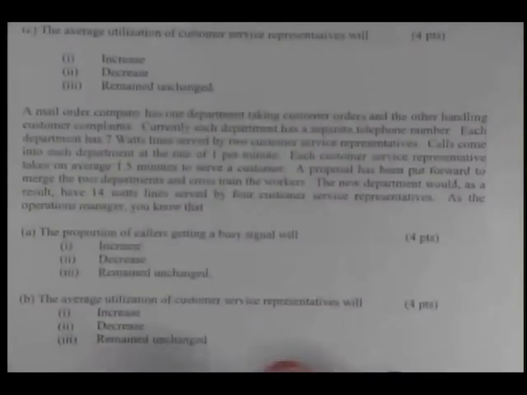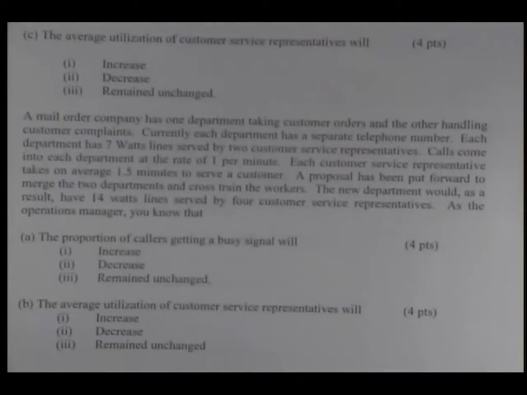Okay, so the next one is a mail order company has one department taking customer orders and the other handling customer complaints. So currently each department has a separate telephone number and each has 7 Watts lines served by 2 customer service representatives. Calls come in at the rate of 1 per minute, and each customer service rep takes on average a minute and a half to serve a customer. A proposal has been put forward to merge the 2 departments and cross-train the workers. The new department would, as a result, have 14 Watts lines served by 4 customer service reps.